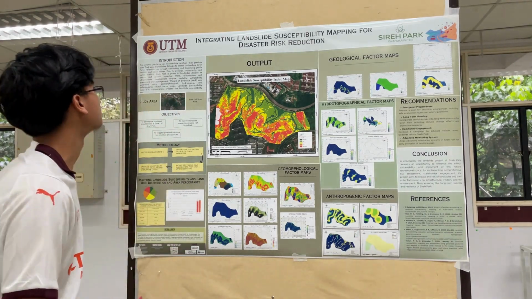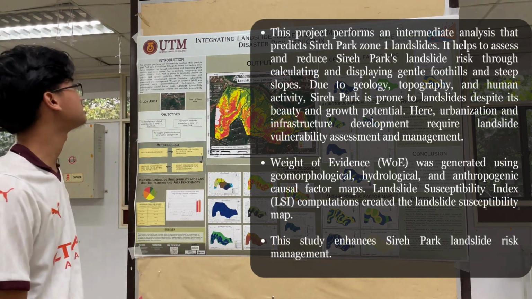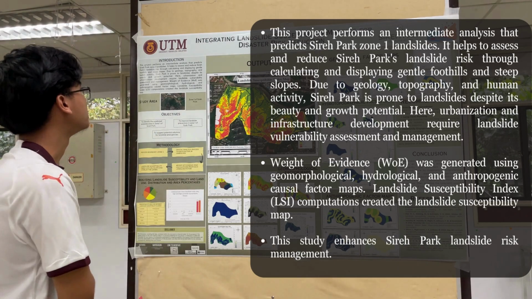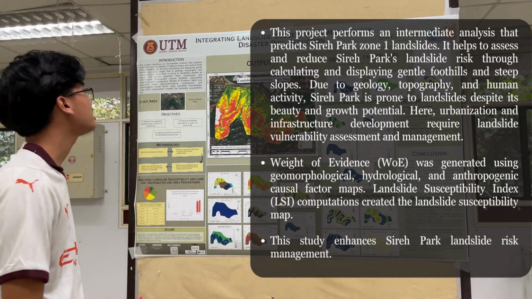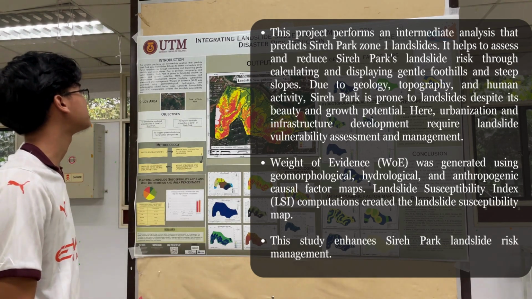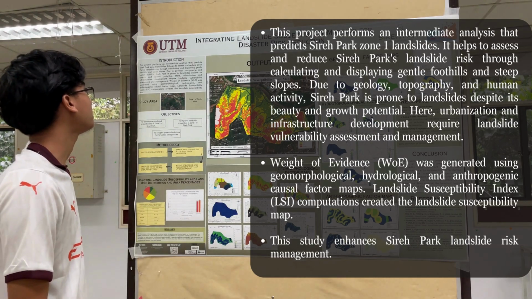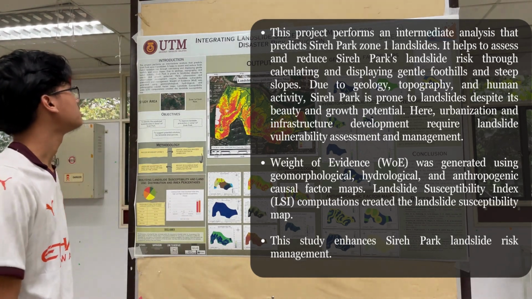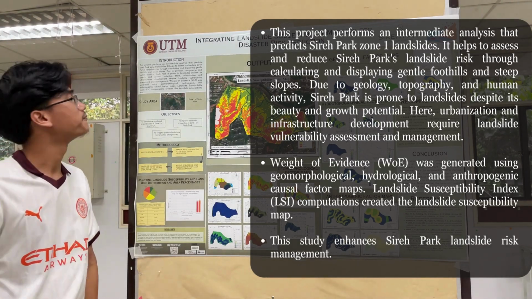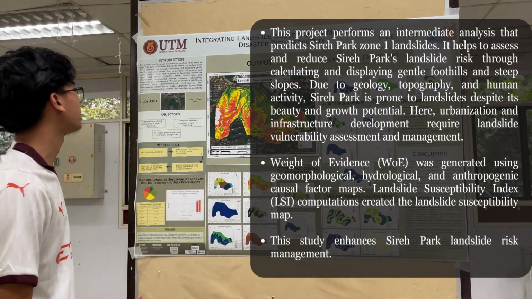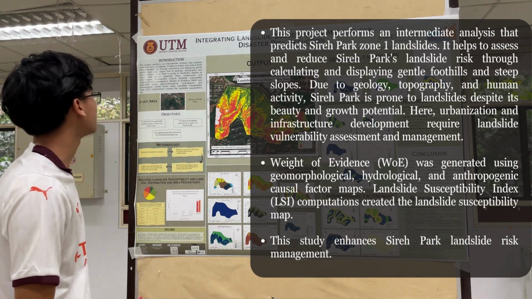Okay, for the introduction, this project performs an intermediate analysis that predicts SIREH Park Zone 1 landslide. It helps to assess and reduce SIREH Park landslide risk through calculating and displaying gentle foothills and steep slopes. Due to geology, topography and human activity, SIREH Park is prone to landslide despite its beauty and growth potential. Here, urbanization and infrastructure development require landslide vulnerability assessment and management.